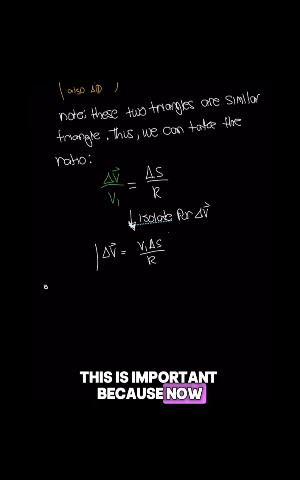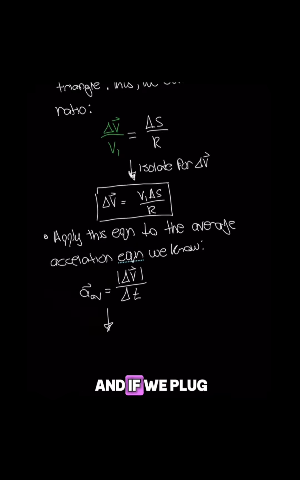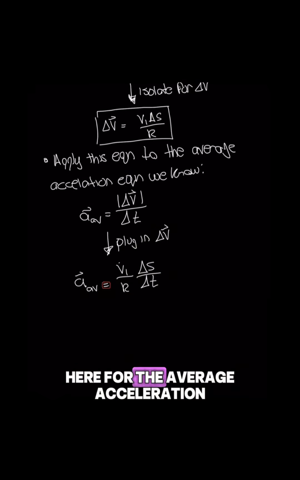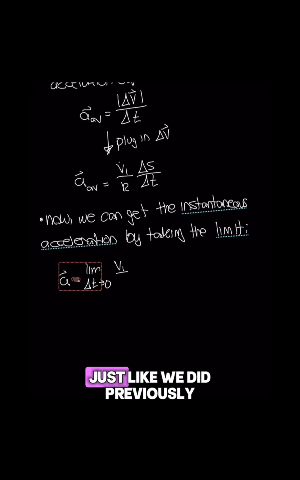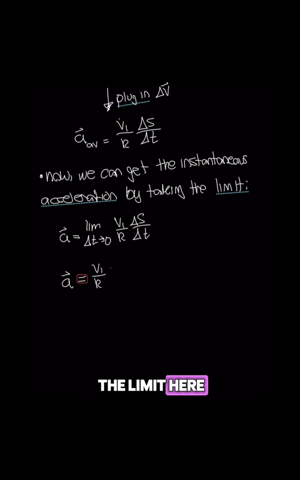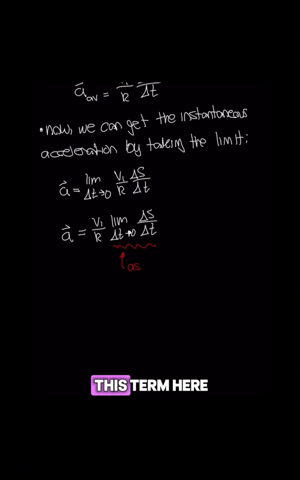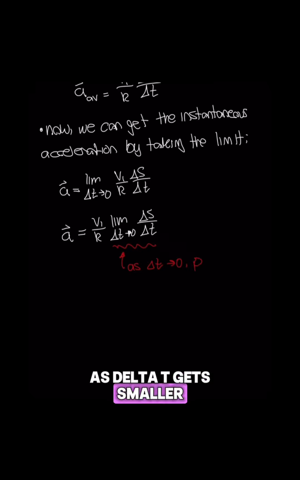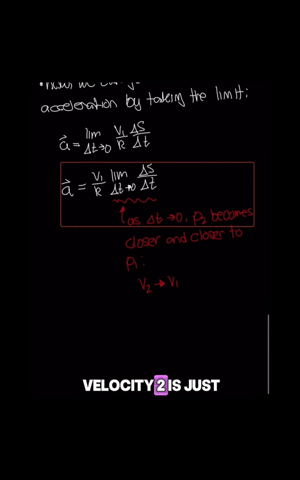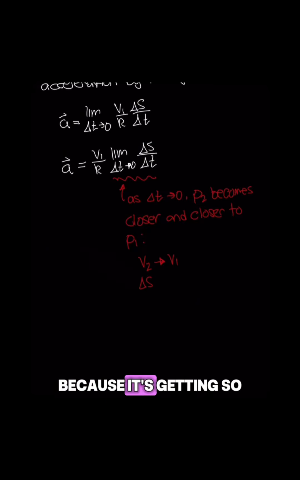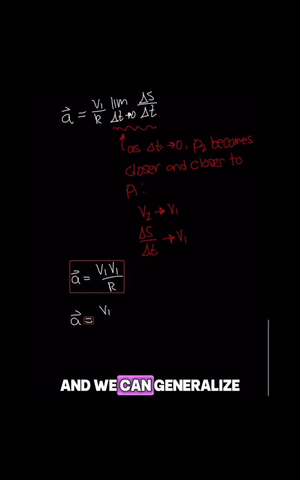This is important because now we can apply this to the general average acceleration equation, which is right here, and if we plug it in, we get this value for the average acceleration. Now what we can do is get the instantaneous acceleration by taking the limit, just like we did previously. If we take the limit here, we can take the V1 over R out because it doesn't rely on delta T, and then we can take the limit of this term. As delta T gets smaller, P2 is going to become closer and closer to P1. That just means velocity 2 is basically becoming velocity 1 because it's getting so close to that point. So we just plug in V1 and we get this expression here.